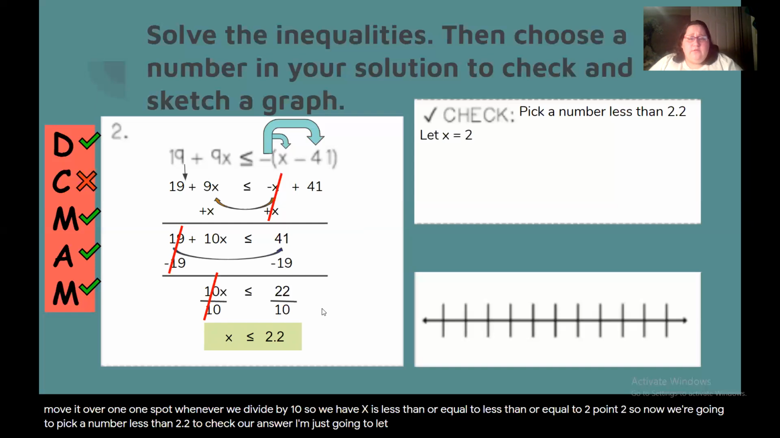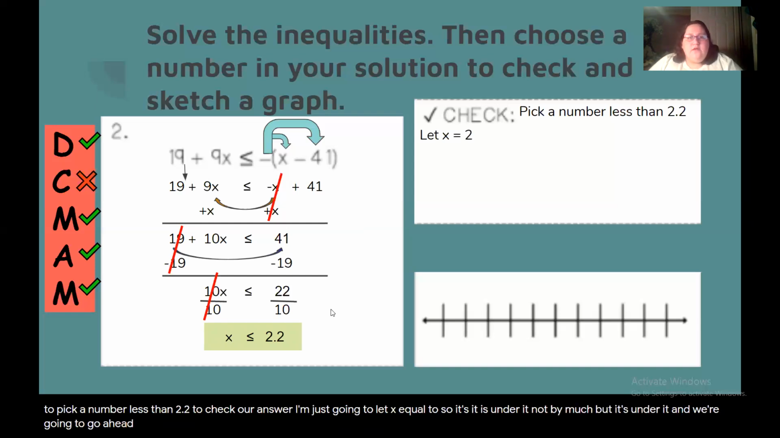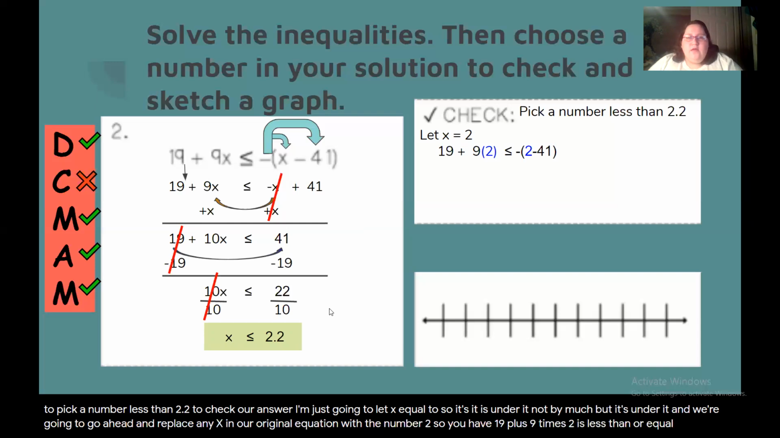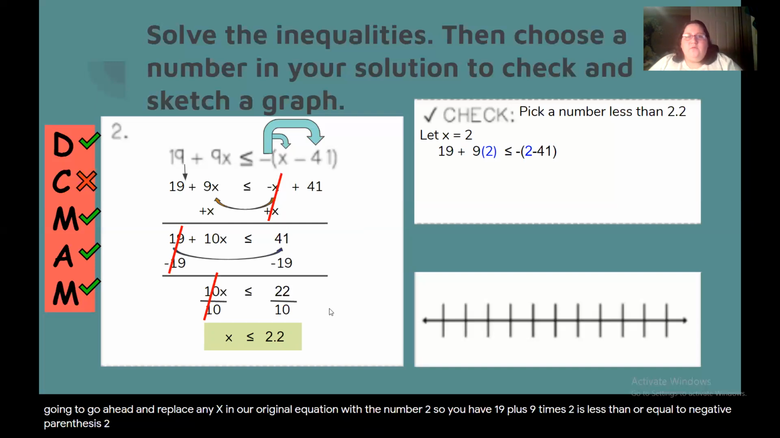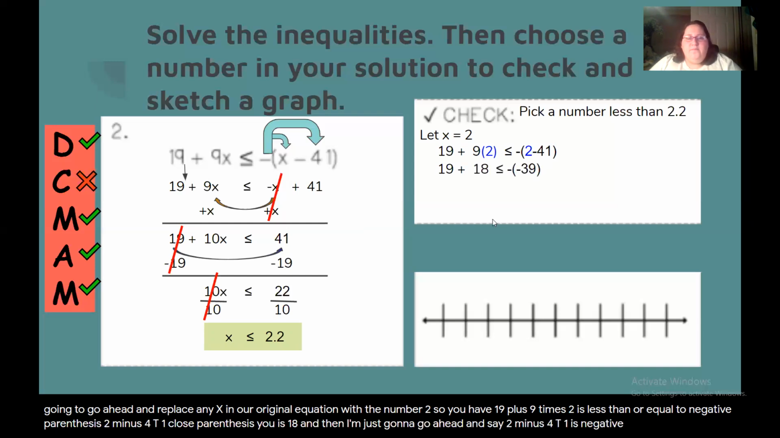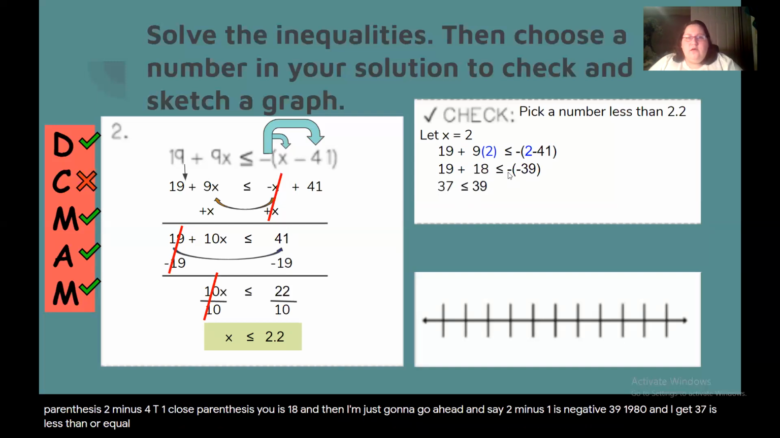I'm just going to let x equal 2. So it is under it, not by much, but it's under it. And we're going to go ahead and replace any x in our original equation with the number 2. So you have 19 plus 9 times 2 is less than or equal to negative parentheses 2 minus 41 close parentheses. So 9 times 2 is 18. And then I'm just going to go ahead and say 2 minus 41 is negative 39. Then when I add 19 and 18, I get 37 is less than or equal to negative times a negative, so 39. And that's correct.